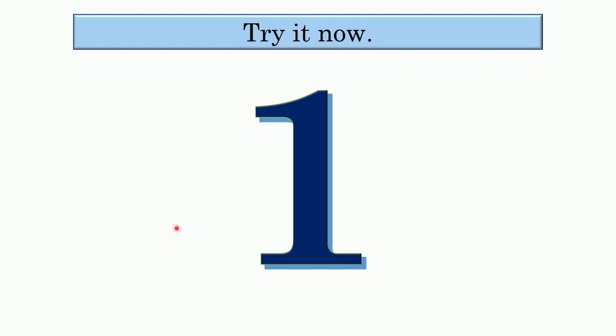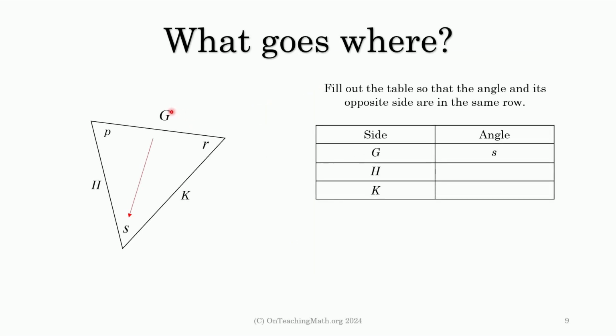All right, so let's get into what this one is. If you have side G, the opposite of G is S. The opposite of H is R, and the opposite of K is P.